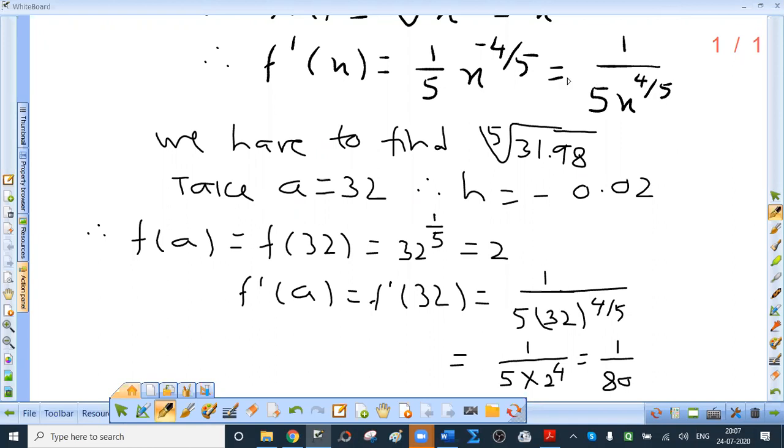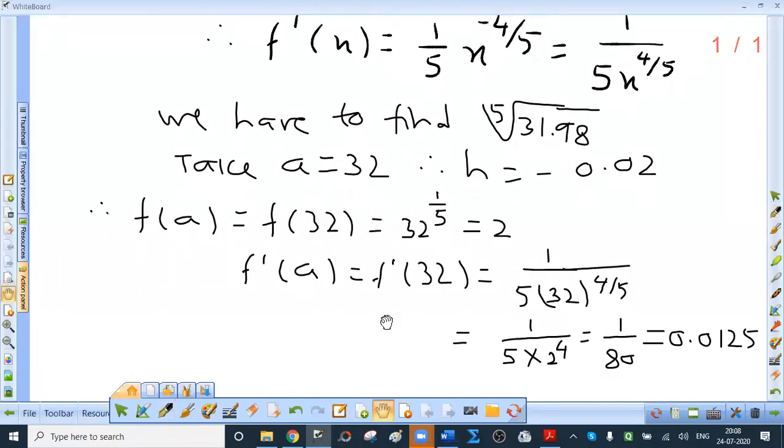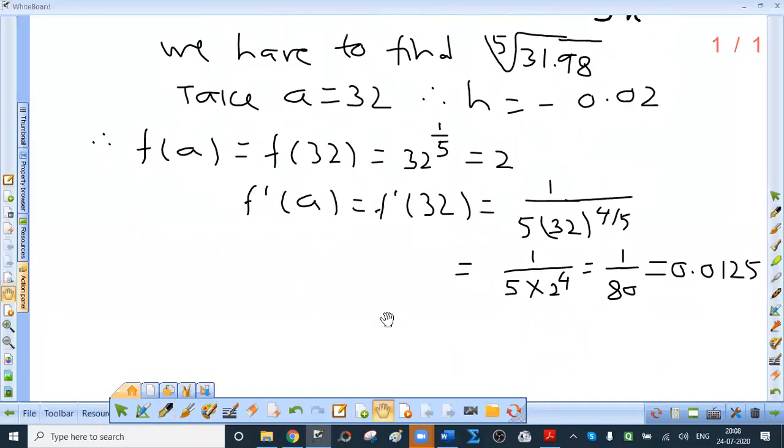Laws of indices. What is difficult? Derivatives and applications. No, you should be able to apply laws of indices. 32 is 2 raised to 5. 2 raised to 5 raised to 4 by 5 is 2 raised to 4. That is 16, which gives 1 upon 80. Now you have to convert 1 upon 80 into decimal. Note that if denominator is power of 2 into 10, in this case of course, then you get terminating decimal. So it is 0.0125.